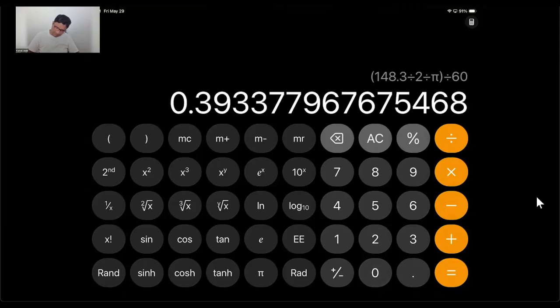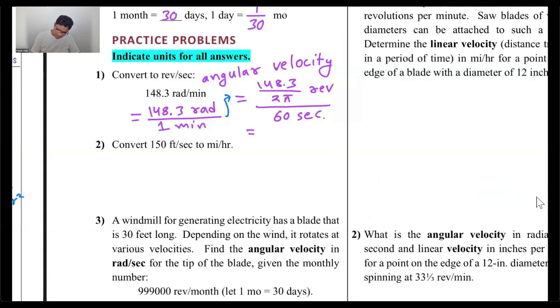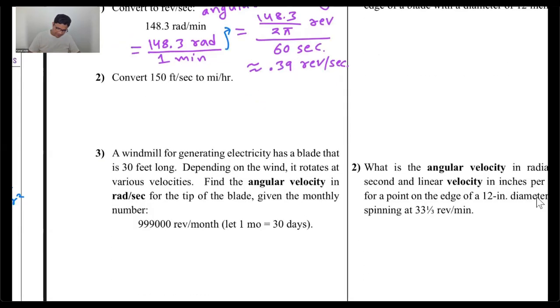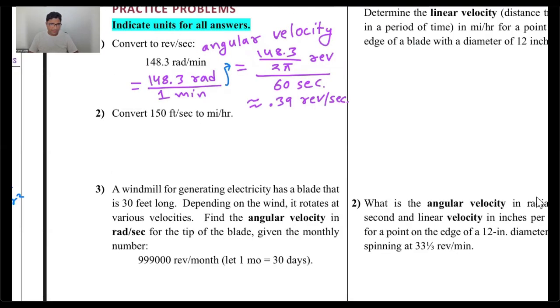0.39. I'm just going to round off. I'm going to leave it at 2 decimals. Okay. Approximately 0.39 revolutions per second. Okay. Now that is more like a good idea to me, that it makes a little less than half of a revolution in a second.